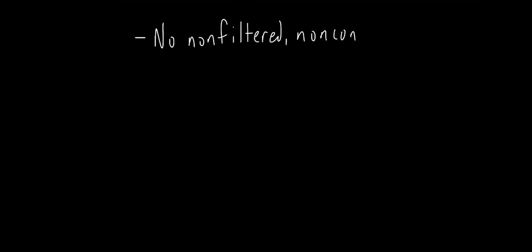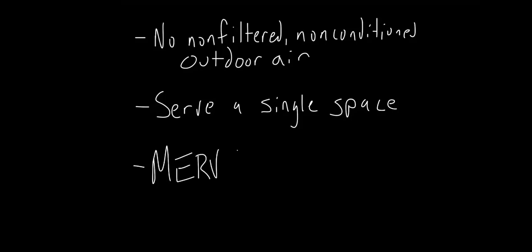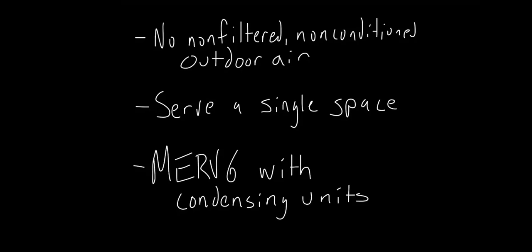However, there are some additional requirements. These units must not receive non-filtered, non-conditioned air. In other words, any outdoor air supplied to these units must be filtered and conditioned in the same way as rooms using all-air systems. The recirculating unit can only serve a single space, and a filter with a minimum rating of MERV 6 must be supplied for units with airflow designed to pass over a condensing surface.